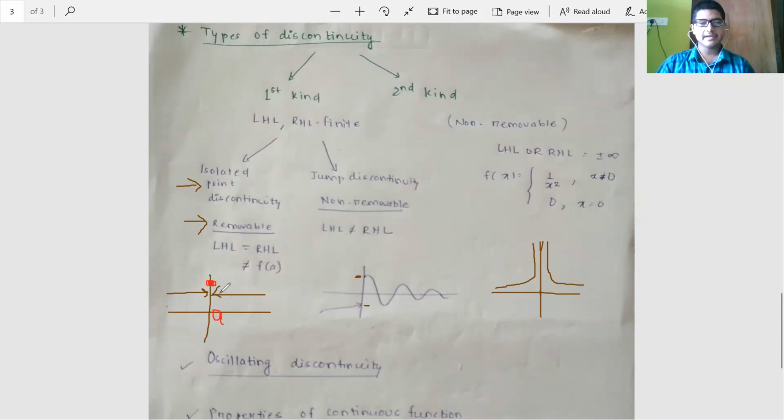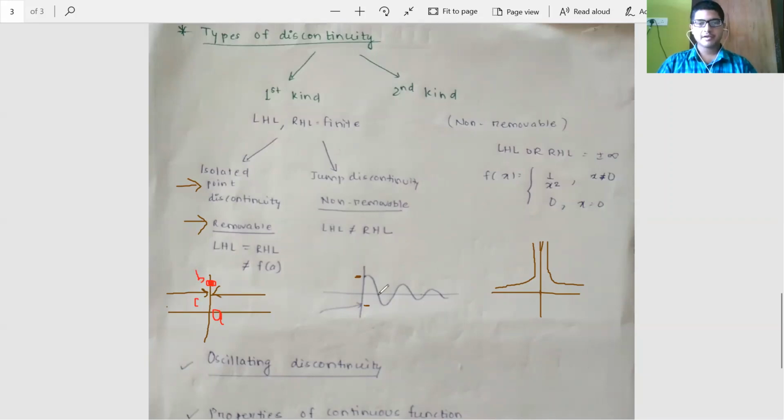Remove it means making the function continuous at that point. So what we can do basically, we can redefine the function for this single point. At A, we can define the value of f of A, let's say this is C, and this is B value. So we can redefine the function value at A to be equal to C. Clear? So just by tweaking the function at one point, we can remove the discontinuity. It is called isolated point discontinuity because one point is isolated, and removable because we can remove it just by tweaking the function definition at only one point.